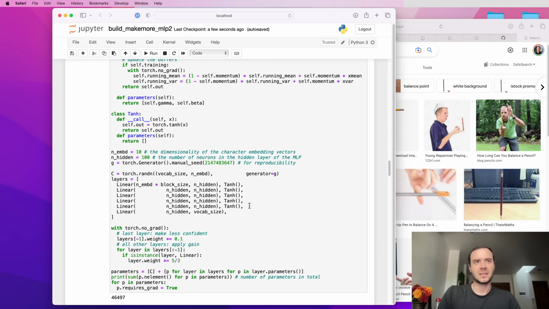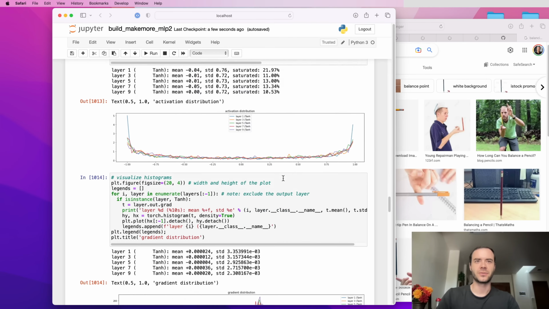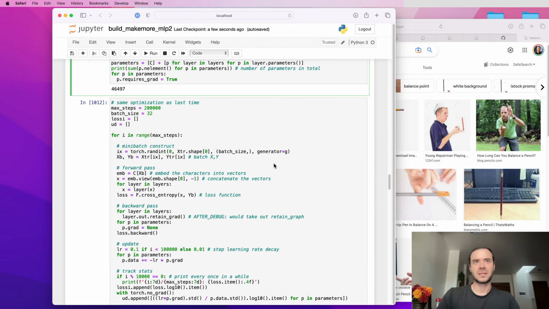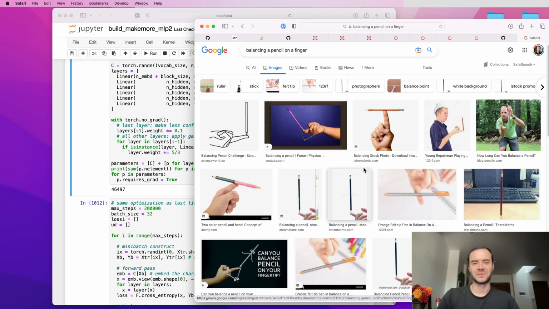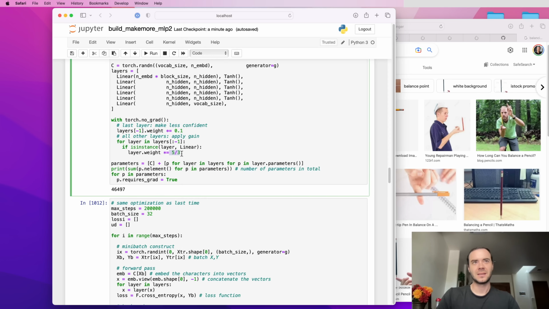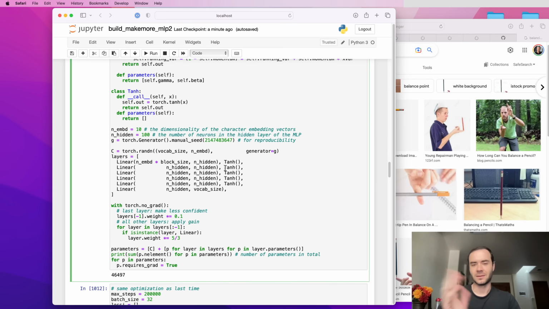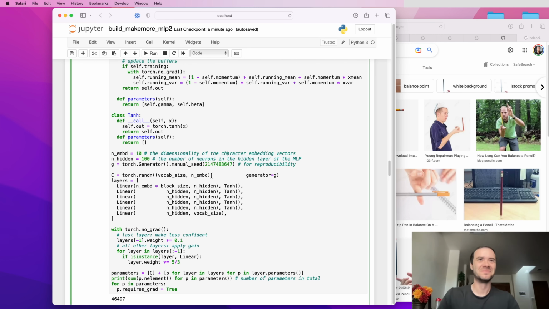Okay, so far we've seen that when we have this linear tanh sandwich, we can precisely calibrate the gains and make the activations, the gradients, the parameters and the updates all look pretty decent. But it definitely feels a little bit like balancing a pencil on your finger, and that's because this gain has to be very precisely calibrated. So now let's introduce batch normalization layers into the mix, and let's see how that helps fix the problem.